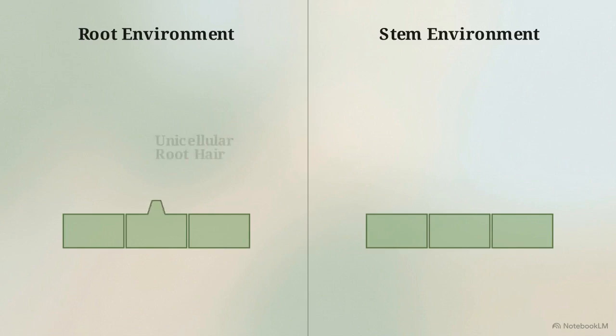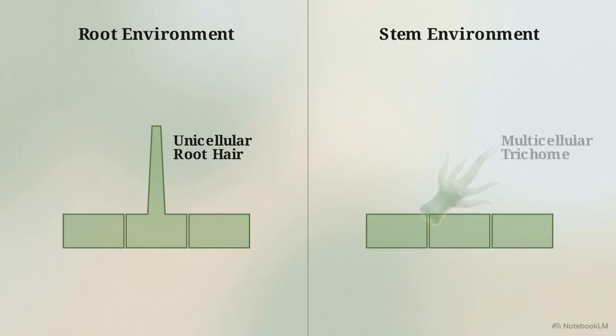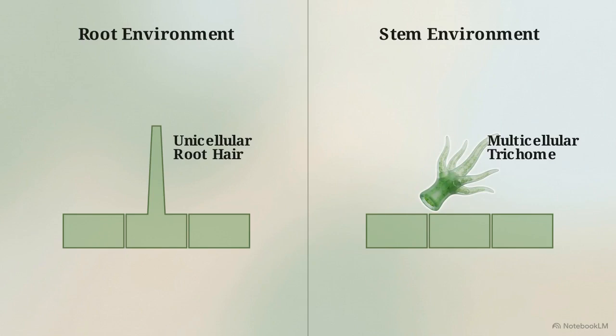In roots, you will find unicellular root hairs designed for absorption. On stems, you will find multicellular trichomes, which help prevent water loss. Notably, while the stem epidermis is shielded by a waxy, waterproof cuticle, this layer is absent in roots, where surface contact is necessary for water uptake.